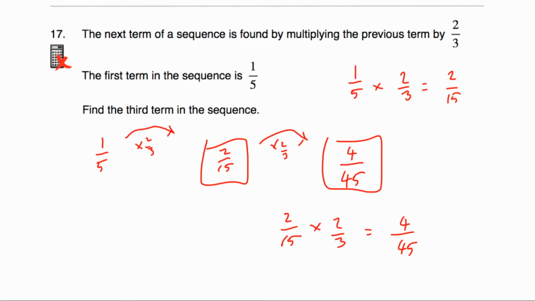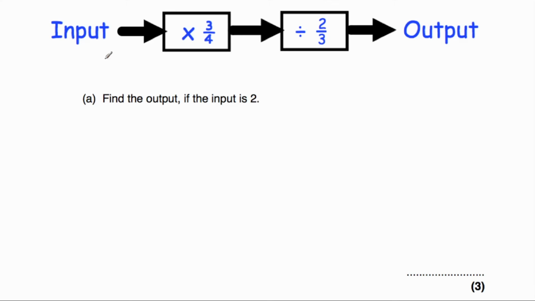Okay, let's have a look at our next question, question number 18. We've got this function machine: we've got input, then times by 3/4, and then divide by 2/3, and then we get the output. We've been asked to find the output if the input is 2. So we're going to start with an input of 2, times it by 3/4 to find what this number would be, then divide by 2/3 to find the output.